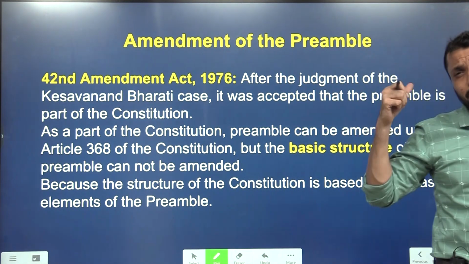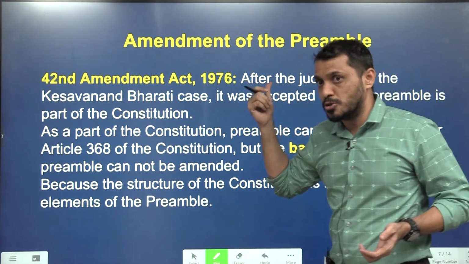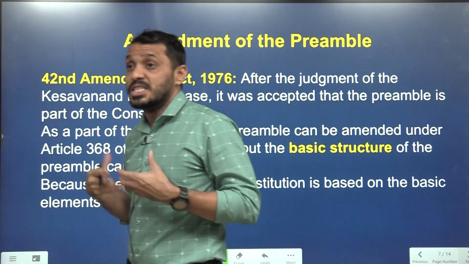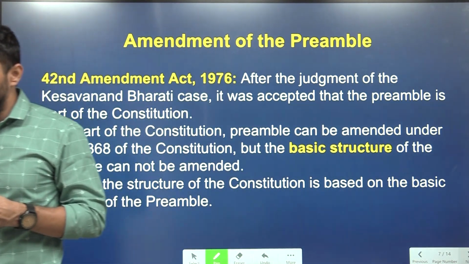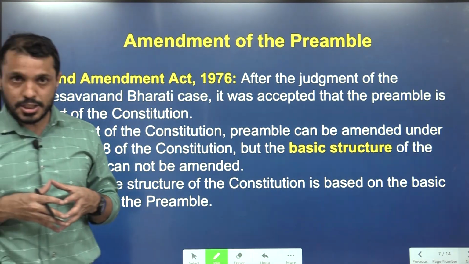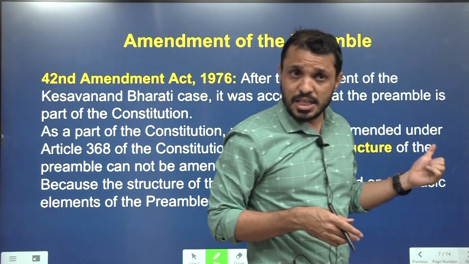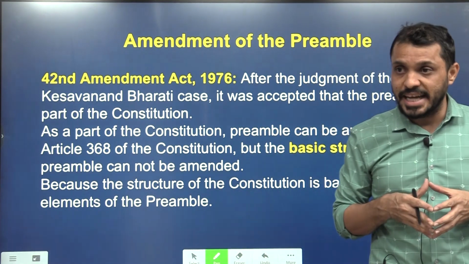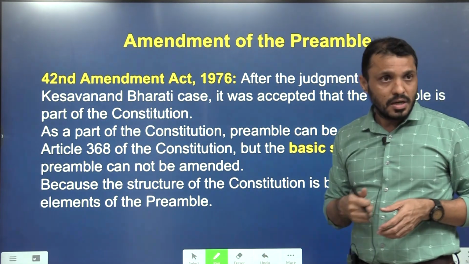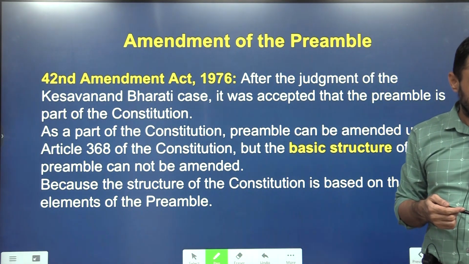Of course, with the same amendment, we added Article 48A also. It is the responsibility of the state to protect the forest, environment, wildlife. That one we added. Of course, we added one more article, Article 39A. It is the responsibility of the state to provide free legal aid. That is also through the 42nd Amendment 1976.